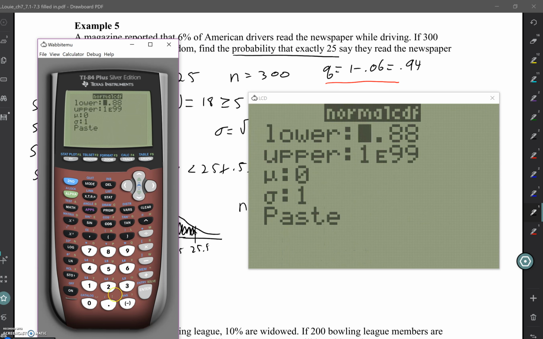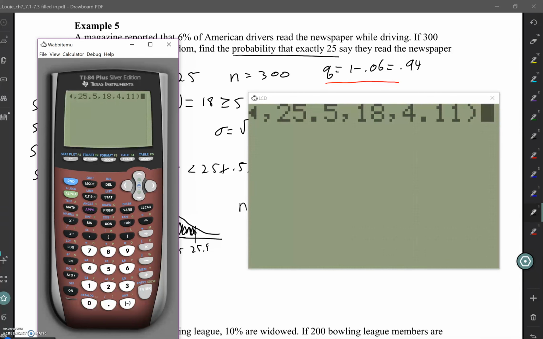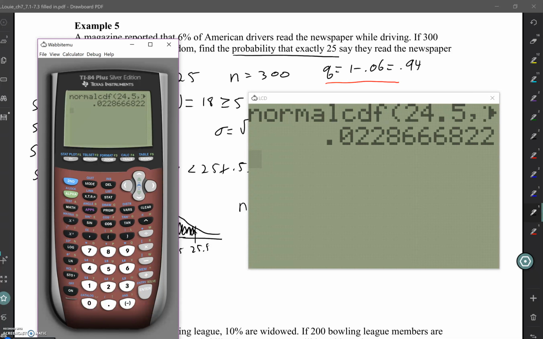And just as a reminder, you will only use CDF. We never use normal PDF. All right, so I got my lower, my upper, my mean, and my standard deviation. And let's calculate. So my probability is 0.0229.